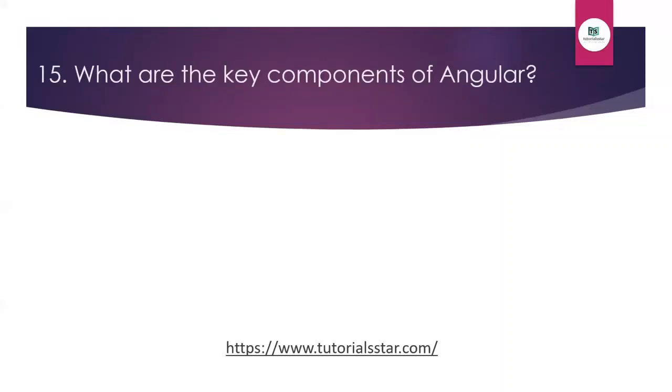The next question is, what are the key components of Angular? There are 5 key components of Angular. First is component, the main building block of the application to control the HTML view. Next, we have modules. An Angular module is a set of Angular basic building blocks like components, directives, services, etc. Next, we have templates.